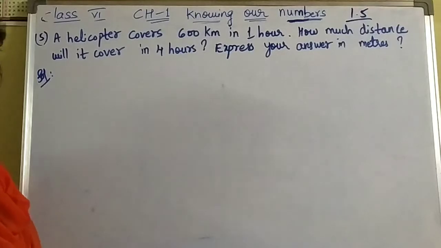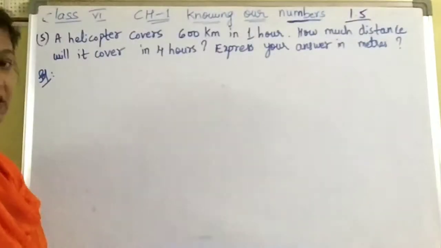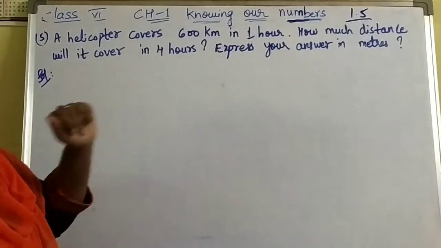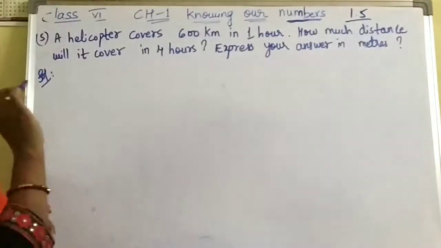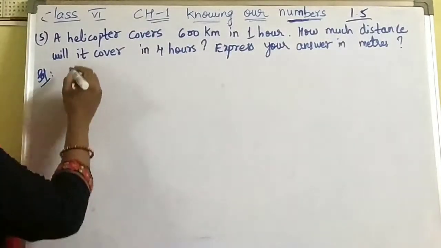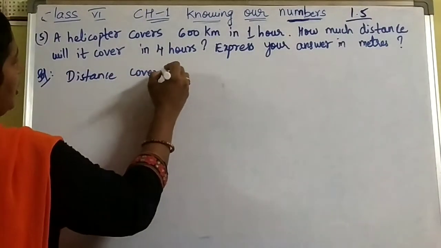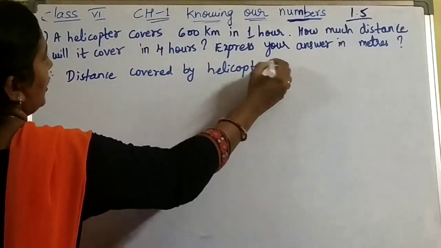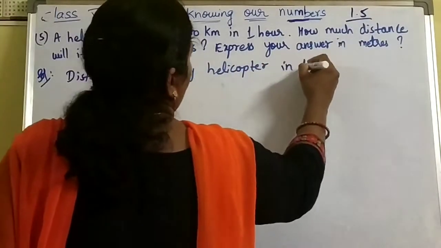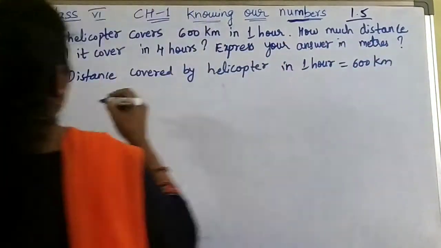Next, fifth question. A helicopter covers 600 kilometers in 1 hour. How much distance will it cover in 4 hours? And express your answer in meters. Now they are given in kilometers. We should write that answer in meters. Now distance covered by helicopter in 1 hour. How much? 600 kilometers.